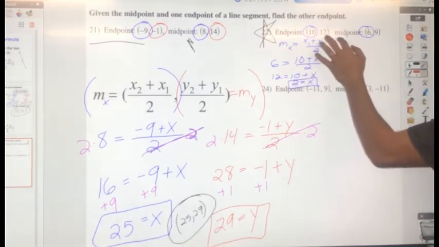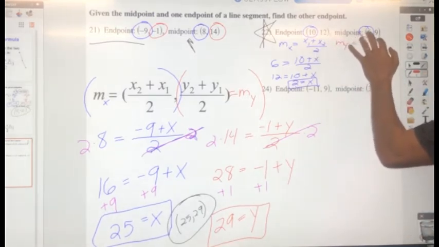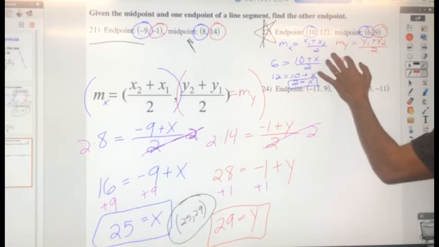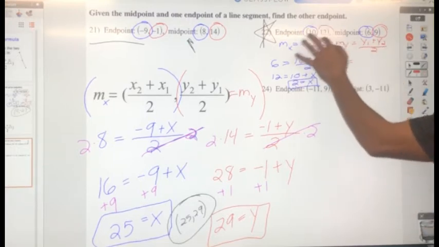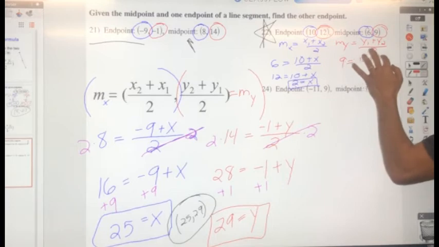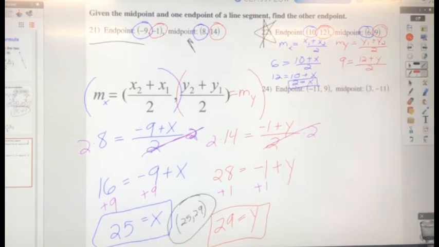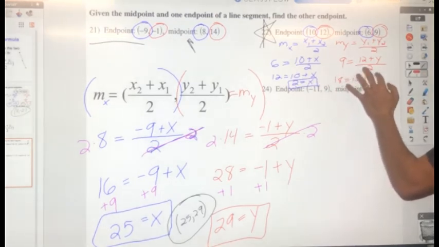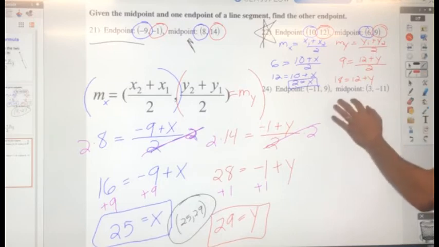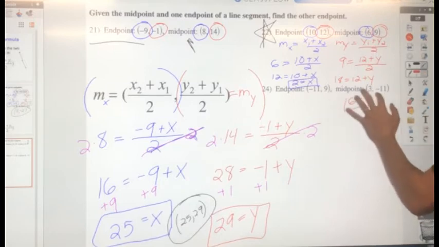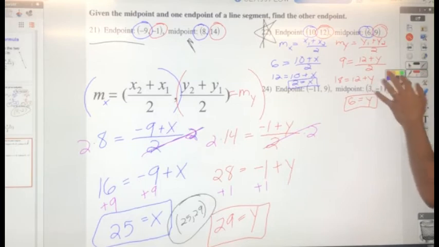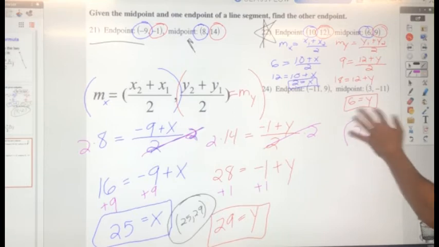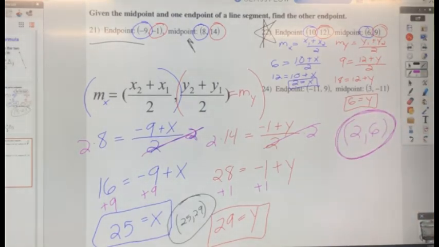Now this other one is m of y equals y1 plus y2 over 2, where my m of y value here is 9. And then I have my other y value that I know is 12. The other one I don't know, so I'll call it y, all over 2. Multiply across: 18 equals 12 plus y. Then subtracting 12, did you get 6 for the y? Therefore, the other endpoint is at coordinates 2, 6. 2, 6 is my other endpoint.